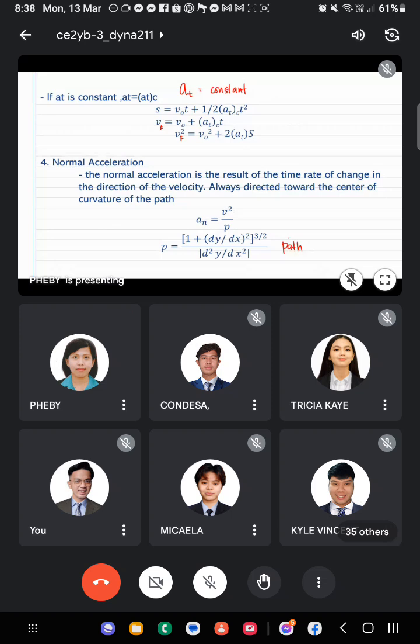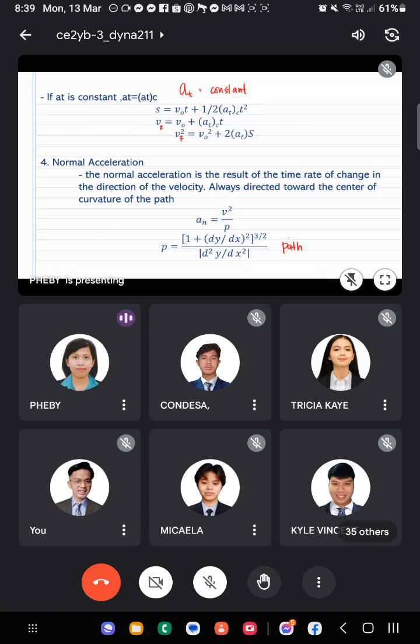So, yan yung way to analyze yung problem regarding curvilinear motion using coordinate system or x and y coordinate. Okay. So, example number two, class, determine the acceleration at the instant shown.